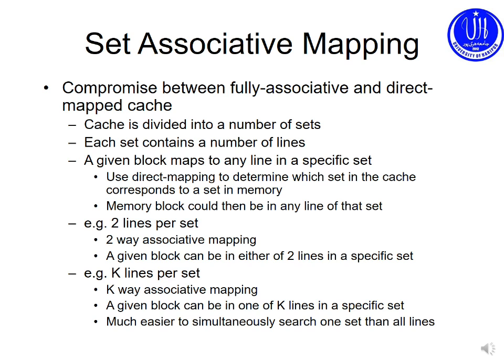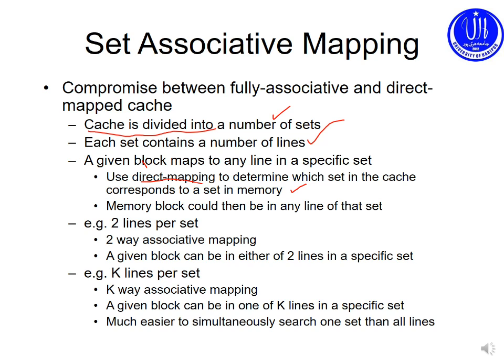Okay, so the next one. Direct mapping has the disadvantage of thrashing, and fully associative mapping has the disadvantage of being expensive in searching the cache. So in set associative mapping, the cache is divided into a number of sets. A set contains maybe 2, 3, or 4 lines. A given block maps to a specific set. We use direct mapping to determine which set, so the set number is determined using direct mapping, and within the set it is associative mapping.